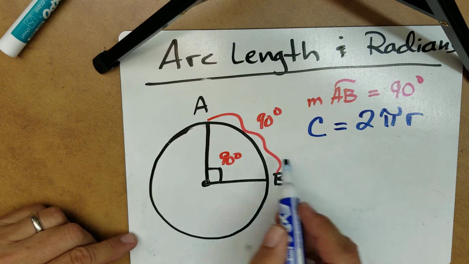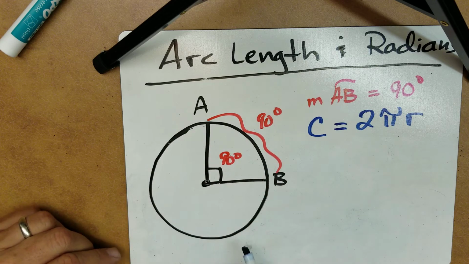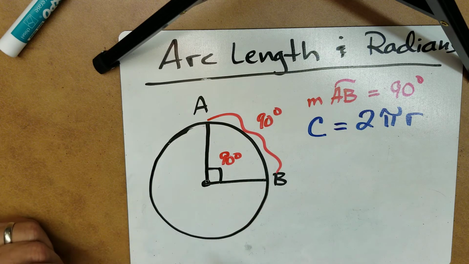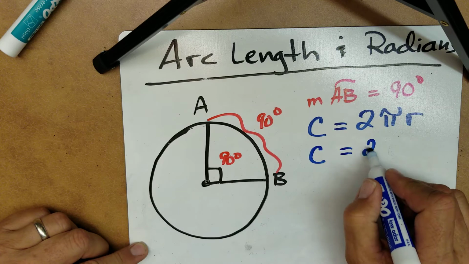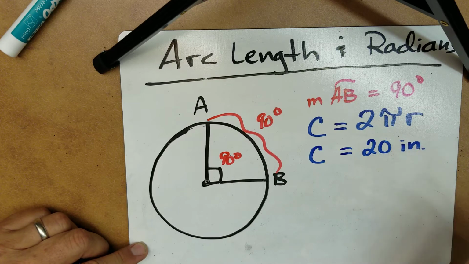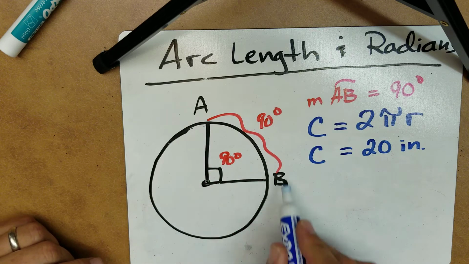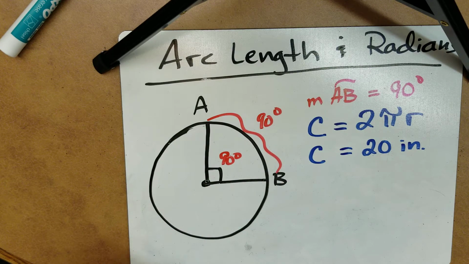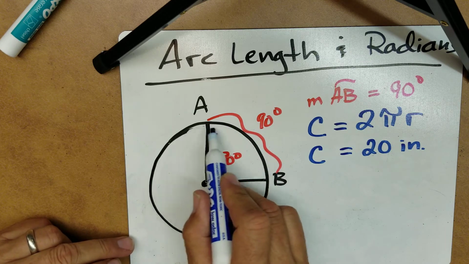Now, what the circumference is, of course, is the length all the way around the circle, right? It is basically the perimeter of the circle. So it's the length around the circle. Well, let's pretend for a second that the length around the circle is 20 inches. That is, the circumference is 20 inches. So that's all the way around is 20 inches. Well, wait a minute. What would be the length of arc AB?